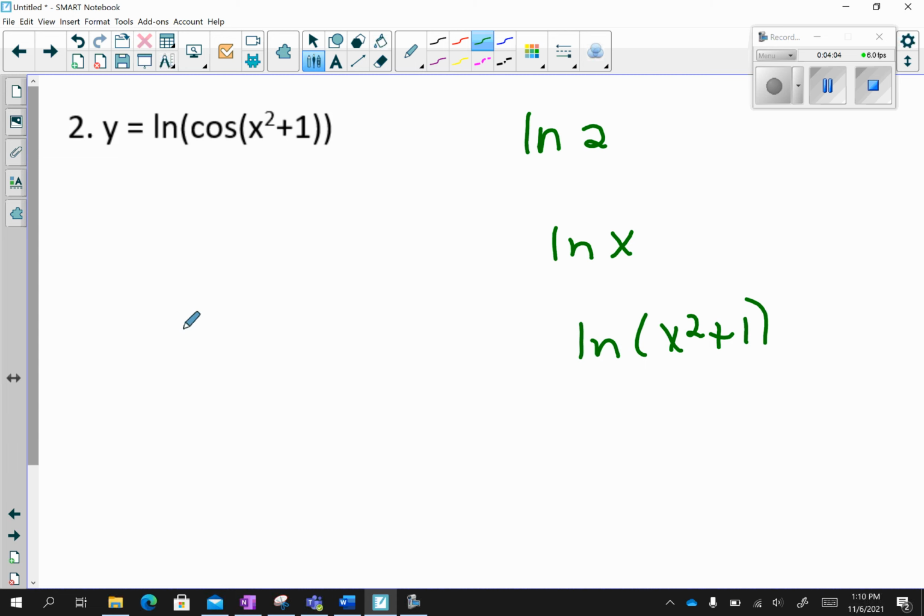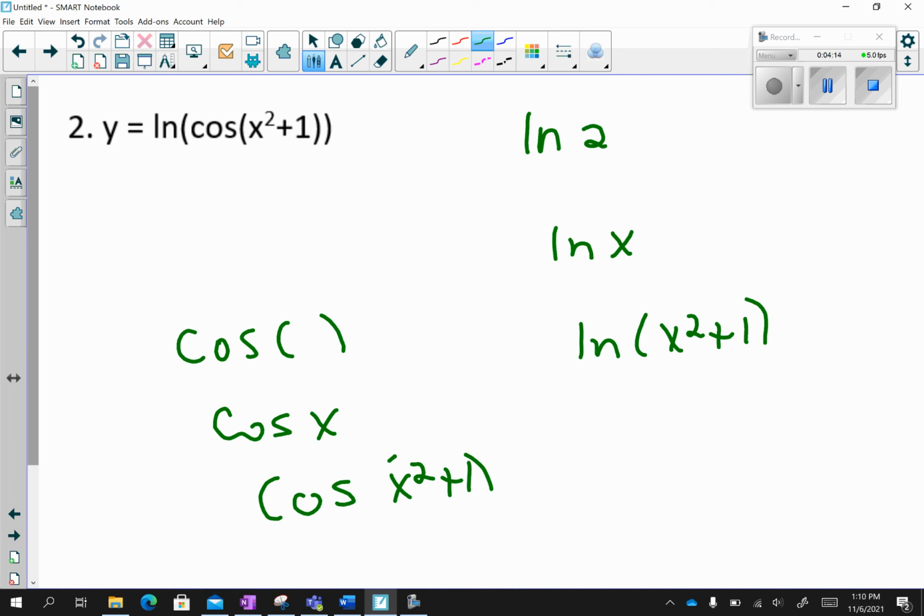Even trig functions, cosine, you have to have cosine of something, right? It's cosine of x or cosine of x squared plus 1. But trig functions also have an input. If you had ln of x times cosine of x, where they each have their own input, this would be an example of a product. And then you would take the product rule. So be careful. Parentheses are usually a good indication that you're going to use chain rule.